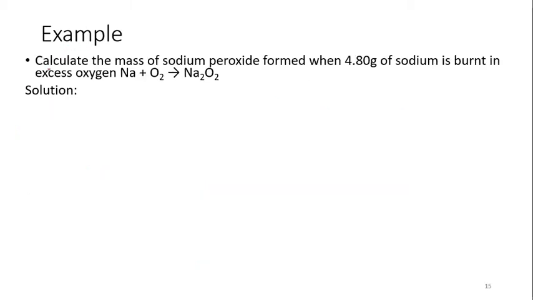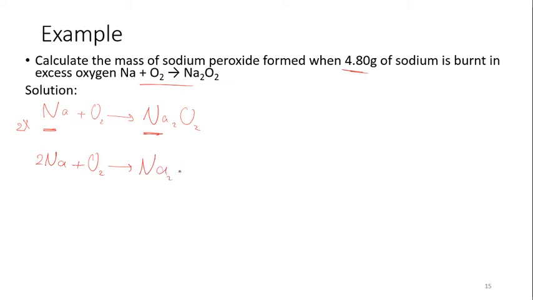Let's take an example. Calculate the mass of sodium peroxide formed when 4.8 grams of sodium is burned in excess of oxygen. First, I need to balance my chemical equation. So I have to check my equation if it is balanced or not. Na2O2. I could see here I have 2 oxygen atoms, 2 sodium atoms, but here I have only 1. So I have to multiply this by 2. So I have 2 sodium atoms on that side with 2 oxygen, and here 2 sodium atoms with 2 oxygen. Now I balanced my chemical equation.